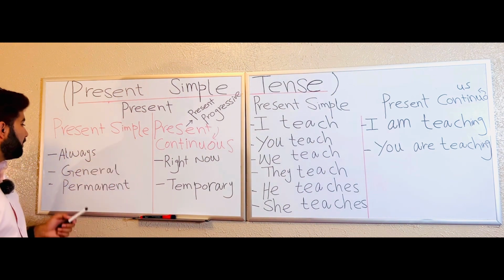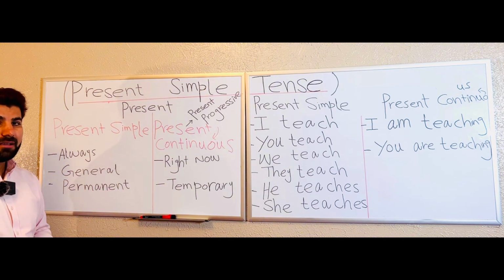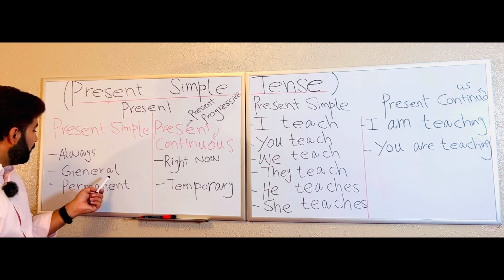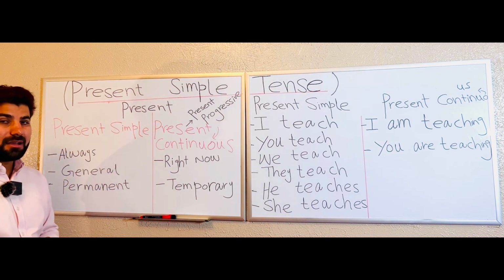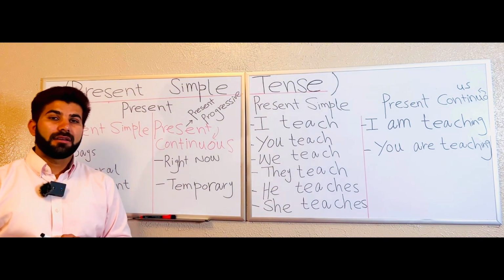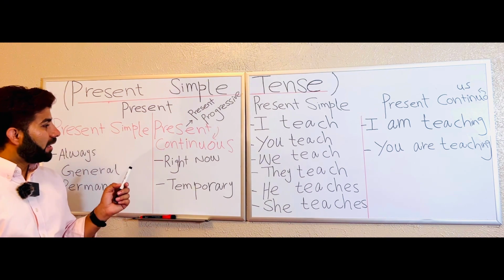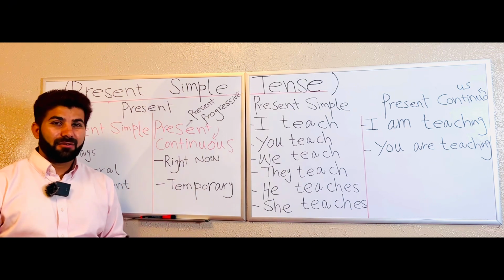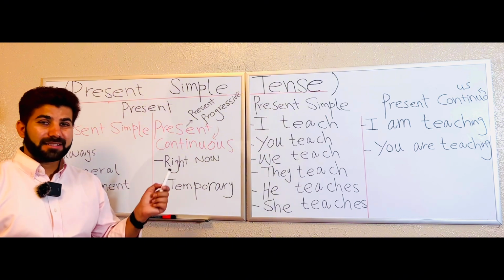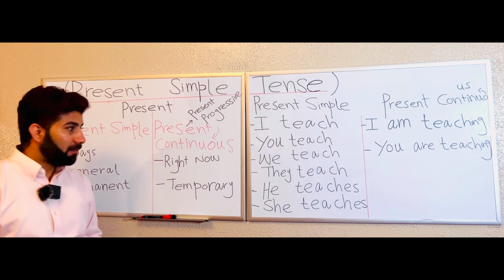We can use present simple tense when something is happening always, or when we're talking about general things, then we need to use present simple tense. Or if something is permanent, then we need to use present simple tense. But on the other hand, if something is happening right now at this moment or is temporary, then we will use present continuous tense or present progressive tense. Let's give some examples.